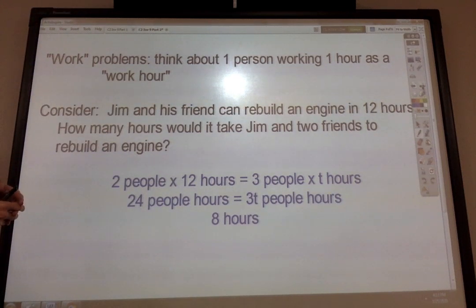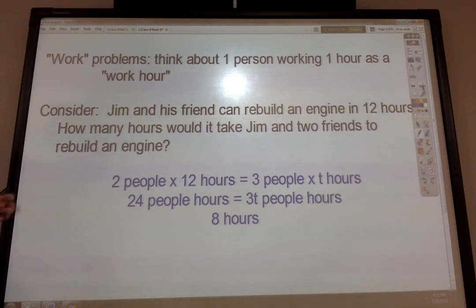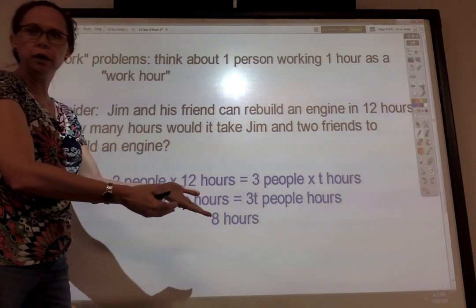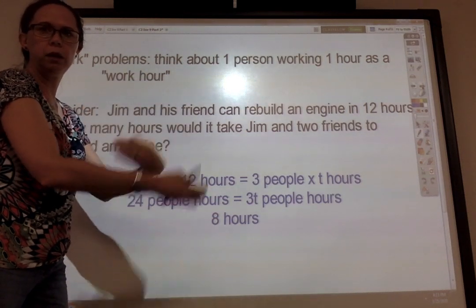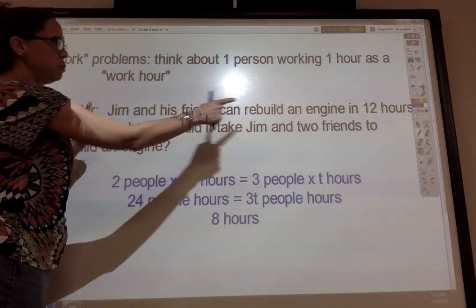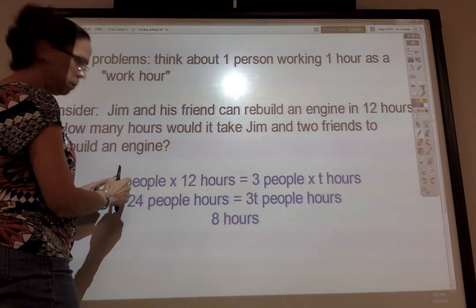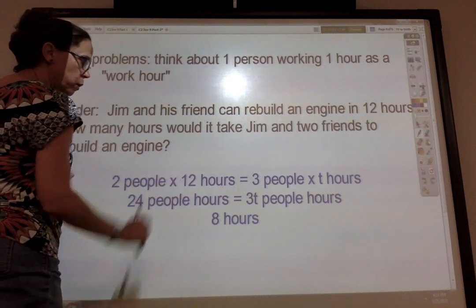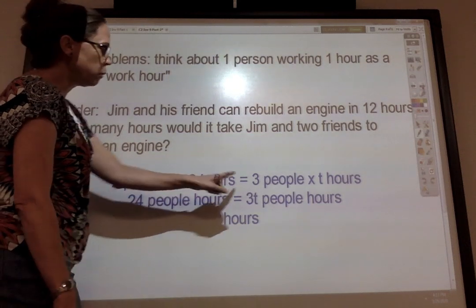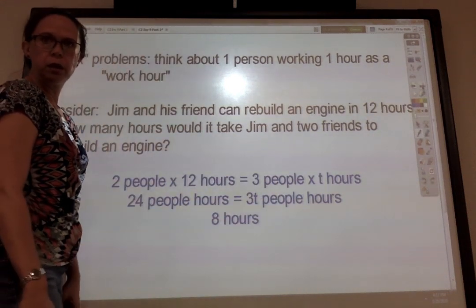Jim and his friend can rebuild an engine in 12 hours. So how many hours would it take for Jim and 2 friends to rebuild the engine? So we've increased the number of people working on it. So if this is an inverse relationship, that means that the time it takes should be less, right? So I take my first scenario, Jim and his friend rebuild an engine in 12 hours. Jim and his friend, that gives me 2 people. They work 12 hours. So I want to find out how many hours it would take 3 people to complete that job.